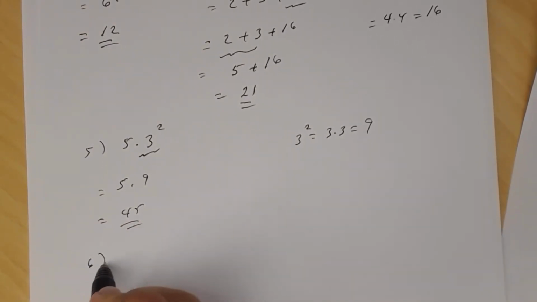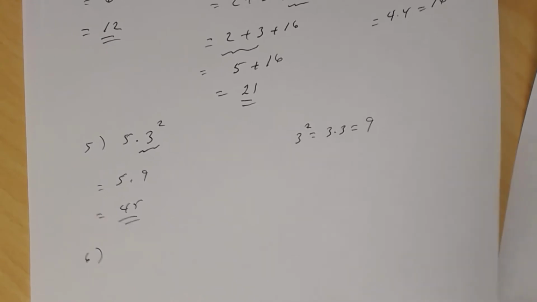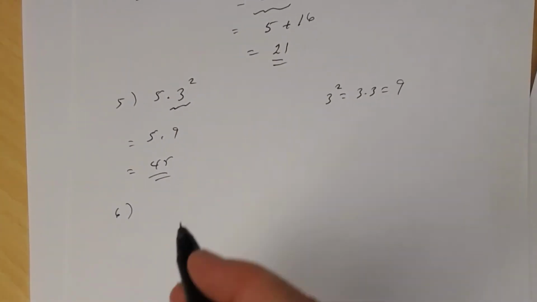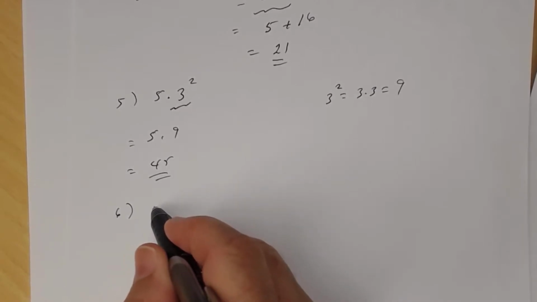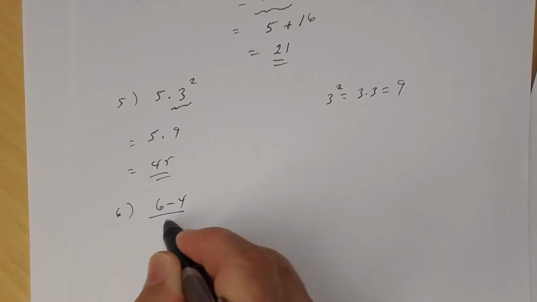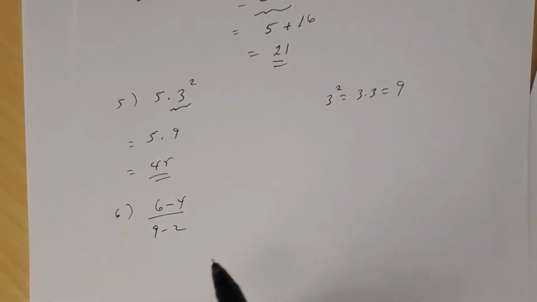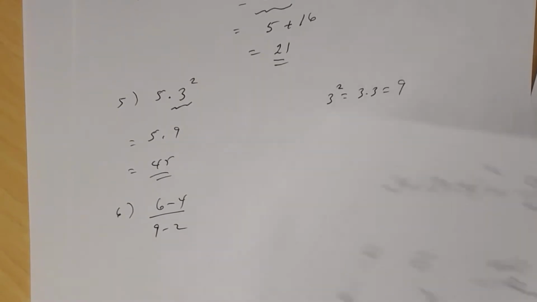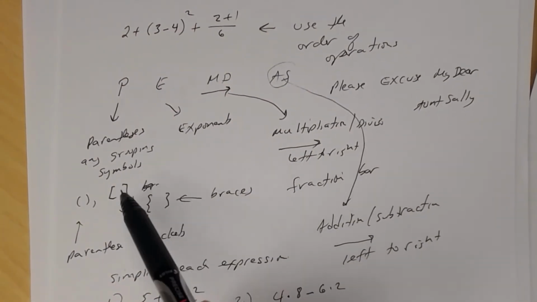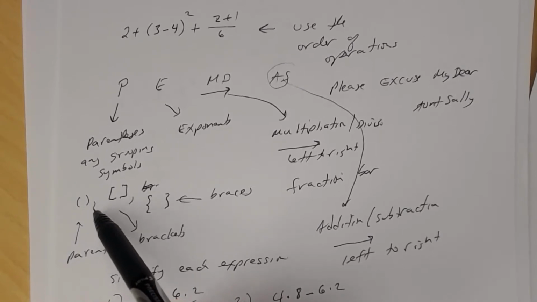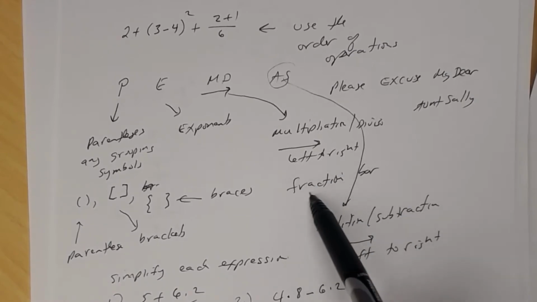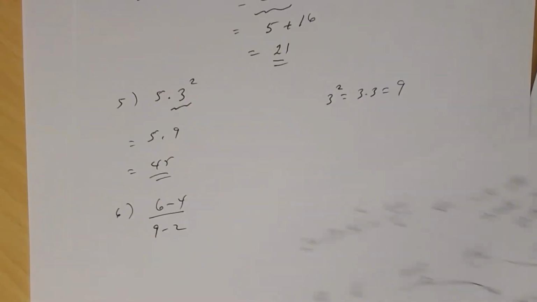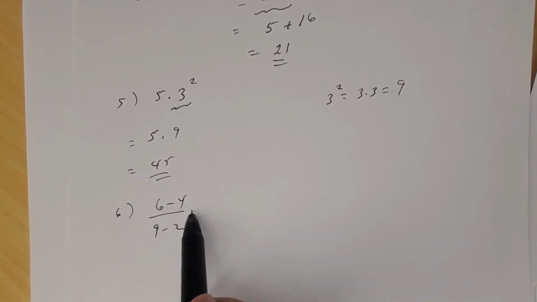Okay, number 6. Suppose you had 6 minus 4 divided by 9 minus 2. Remember a while ago when we had the discussion, we said that our grouping symbols can be represented as parentheses, brackets, braces, and then a fraction bar. Right here I have a fraction bar. I can think of this as a grouping symbol itself.